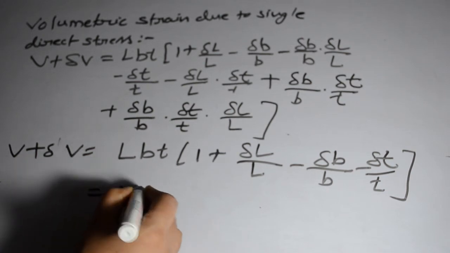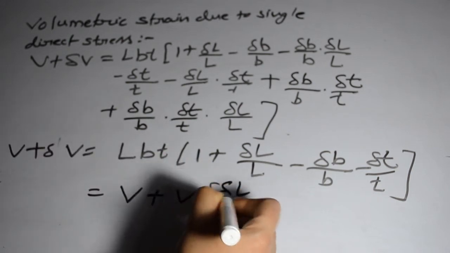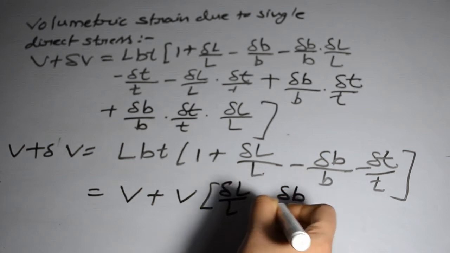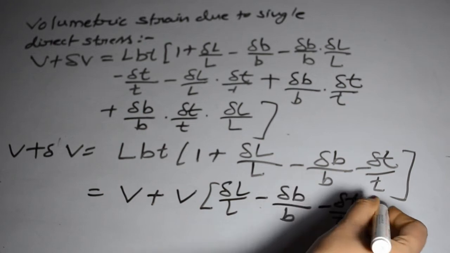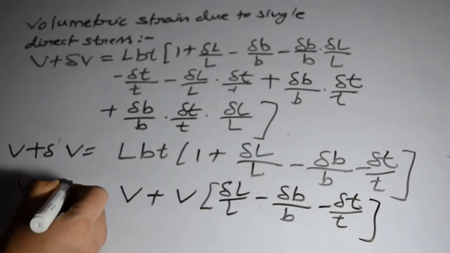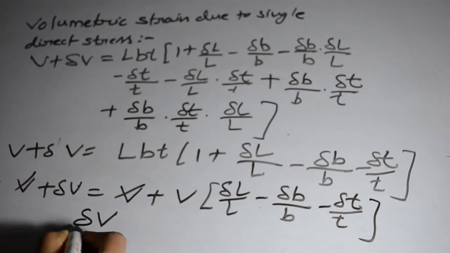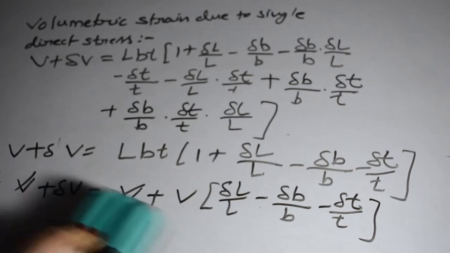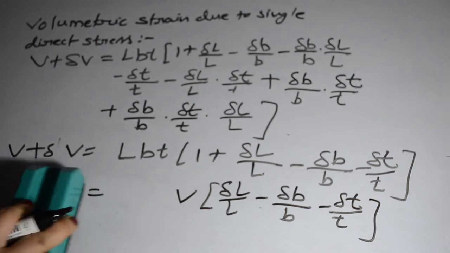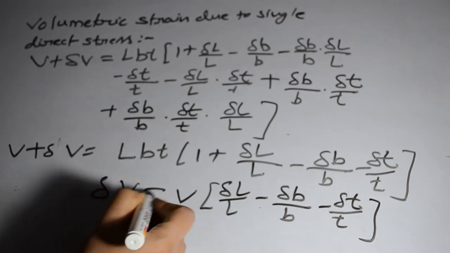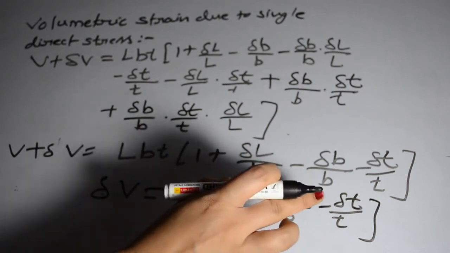So here if we write V plus V into del L by L minus del B by B minus del T by T, this V will be cancelled. So we will have here delta V. We get the equation delta V equal to V into del L by L minus del B by B minus del T by T.